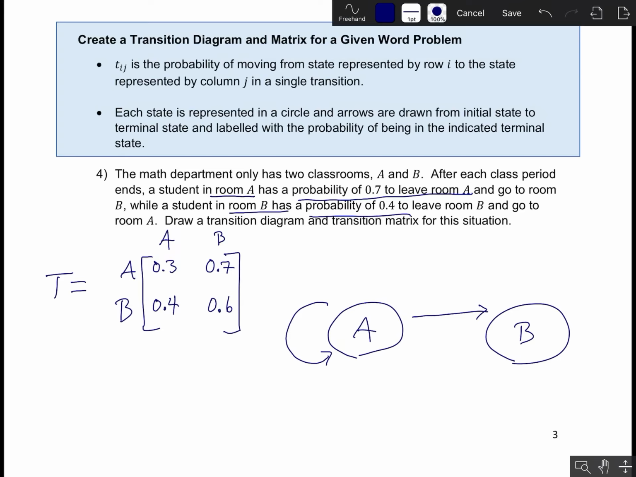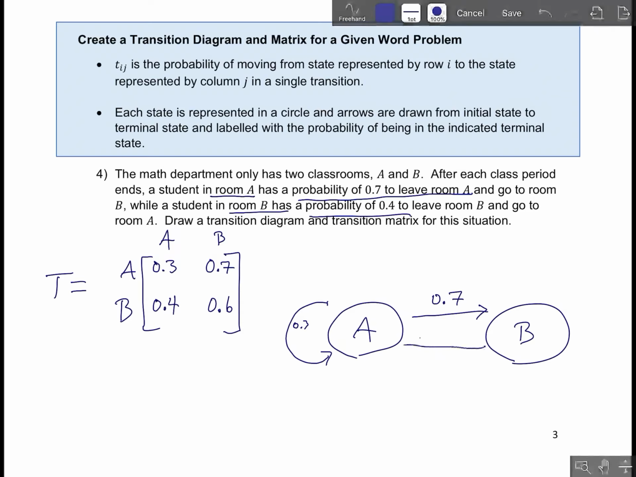And for the weights on these arrows, remember those are supposed to represent the transition probabilities. So if I want to put a weight on this arrow from A to A, then that arrow would have the weight 0.3, because that's the probability of transitioning from A back to itself. And similarly, this top arrow here would have the probability 0.7 attached to it, because that's the probability of transitioning from state A to state B.